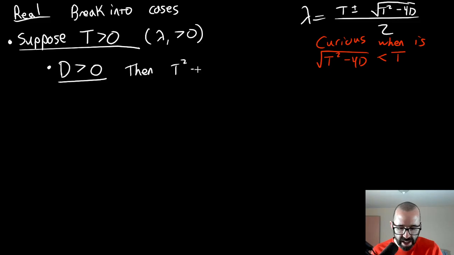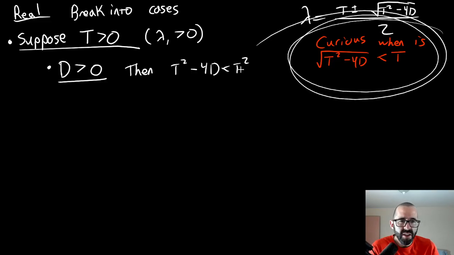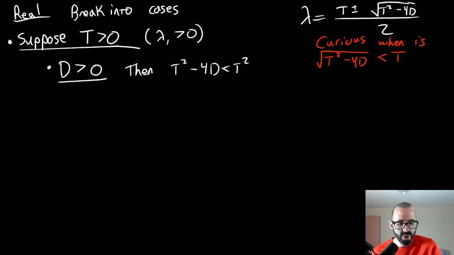Well, if d is positive, I guarantee this is true. Because if I have two things that are equal and I subtract a positive from one, it got smaller. So if d is positive, this must be true. Why did I even write minus 4d? I'm doing that because I'm curious when this is going to be the case, so I want to create a t squared minus 4d and create something that has to do with t squared.